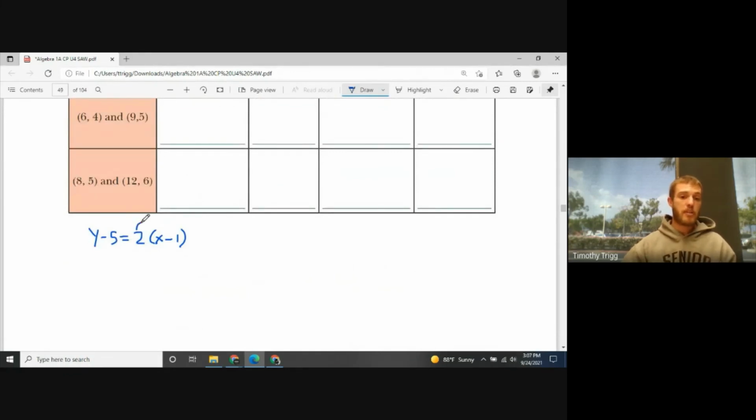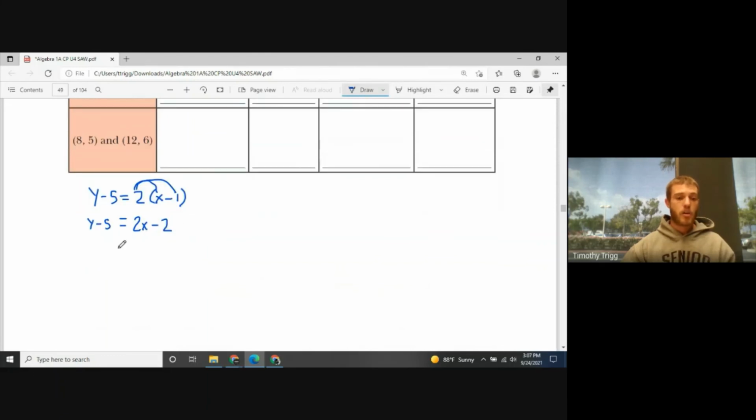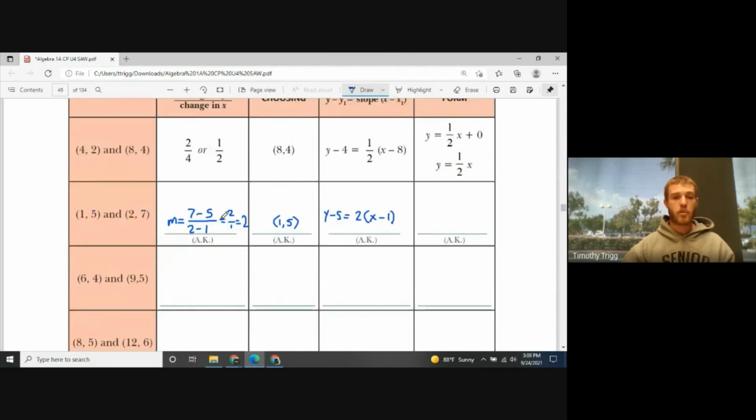But the first step will be to distribute the 2. So this would be y minus 5 equals 2 times x is 2x. And then 2 times -1 is -2. Go ahead and add 5 to both sides of the equation to get y by itself. This will give us y equals 2x plus 3. So our slope is 2, and our y-intercept is 3. You can see it's the same slope we got here. Y equals 2x plus 3.